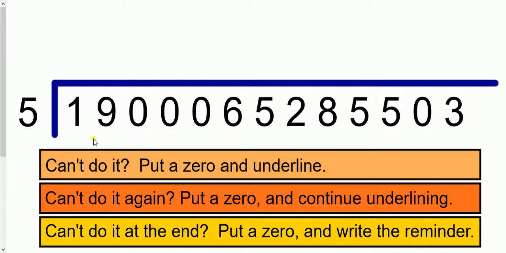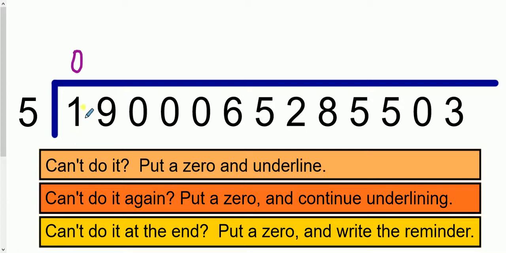Now let's try it. We're dividing by 5. How many 5s are there in 1? You can't do it. So what should we do? Put a 0. So we're going to put a 0 above the 1. We have to keep everything lined up.